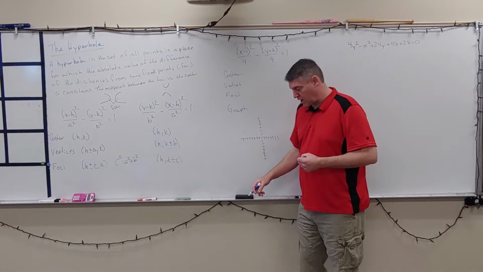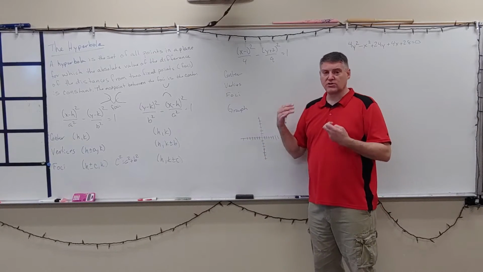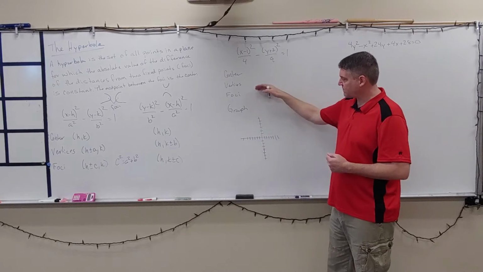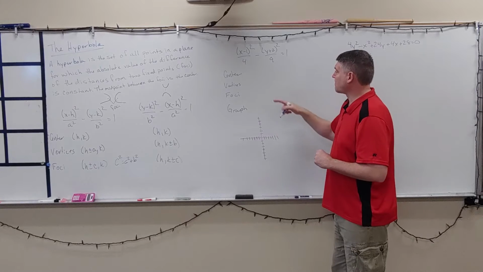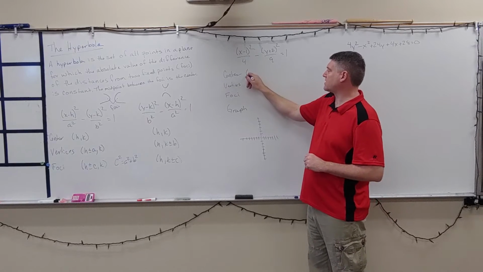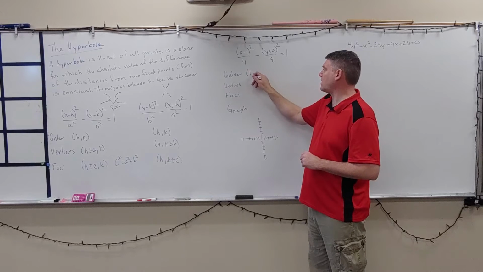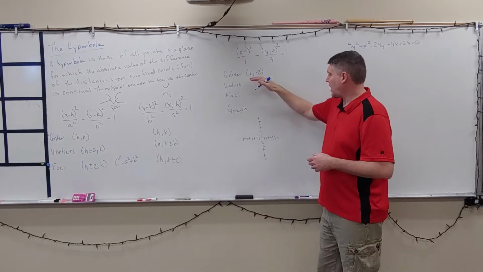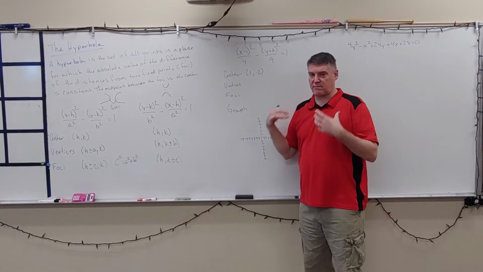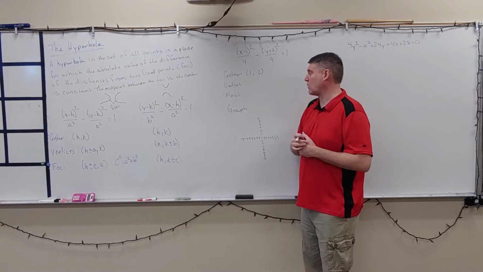So here I have one that's already written out for us. We're going to find the center, find the vertices, find the foci, and graph it. So the first thing we're going to do is find the center. My center is going to be what makes each of these zeros. So this is going to be 1 comma negative 2. There's my center. The center is primarily used to find my vertices, my foci, and when I graph.